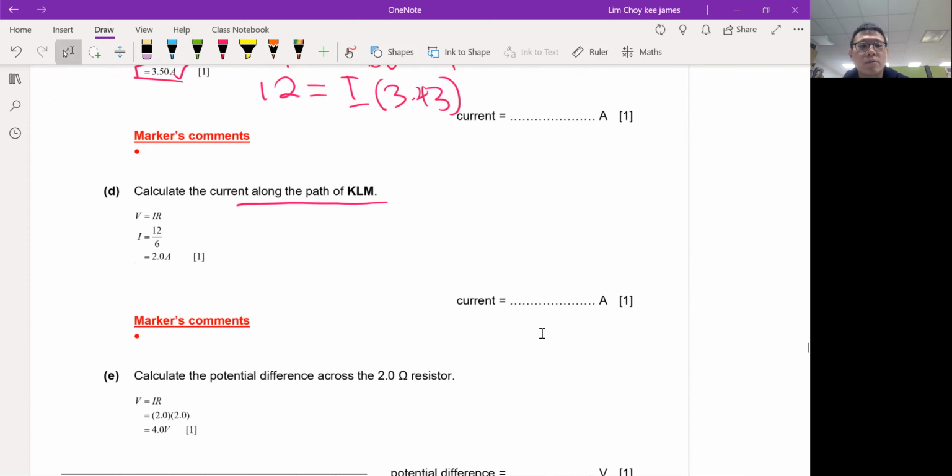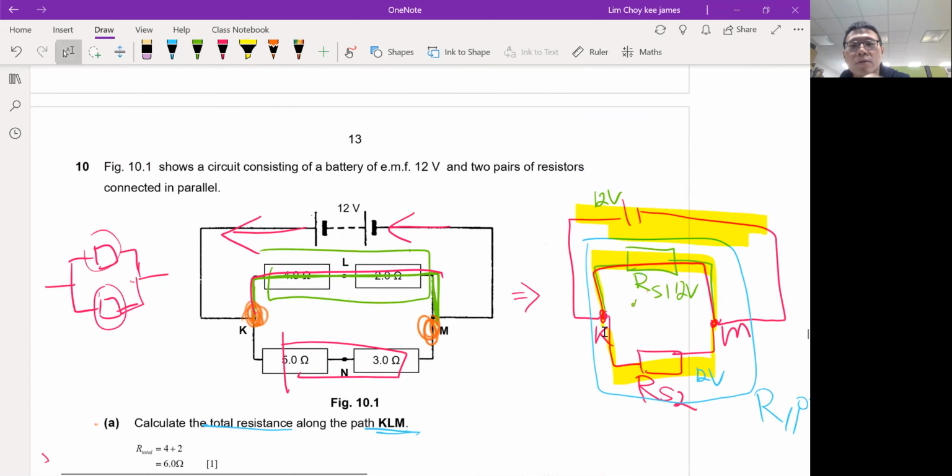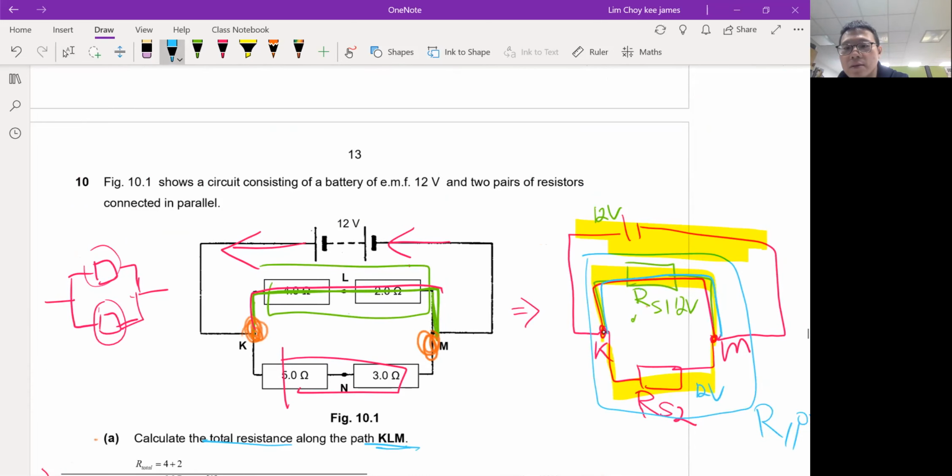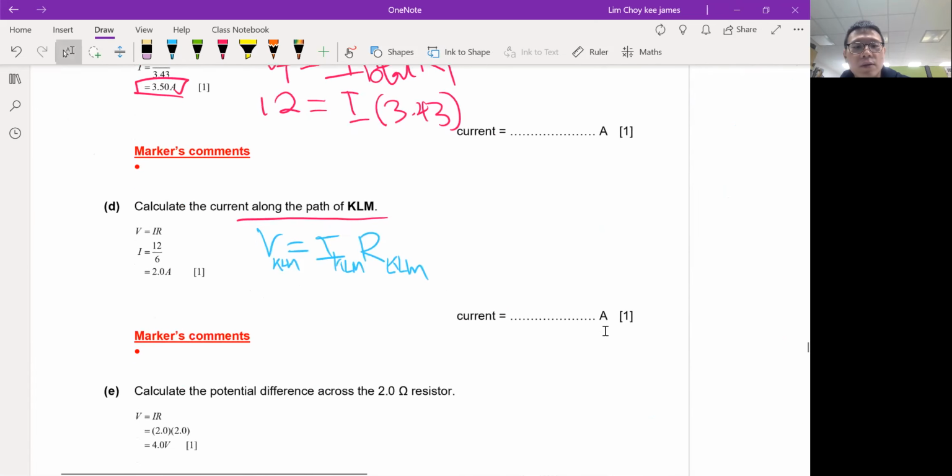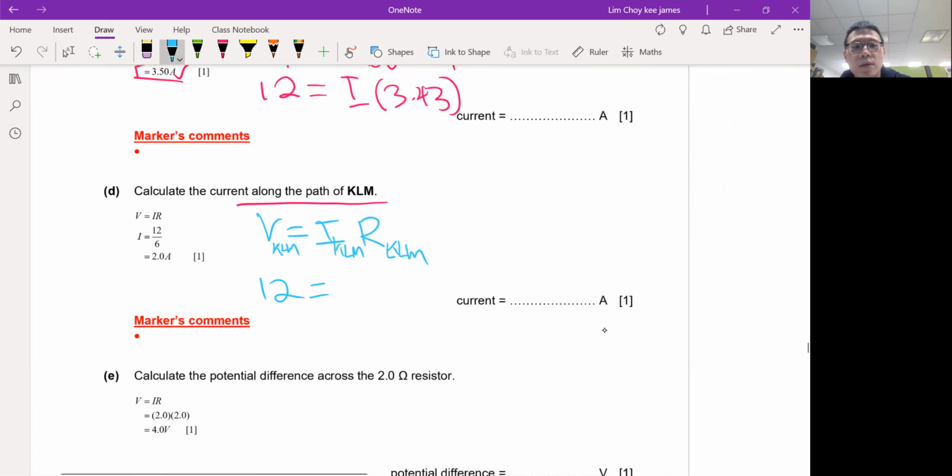Since it's 12 volts, I can use standard Ohm's law, V equals IR. The current in KLM is the potential difference across KLM over the resistance of KLM. KLM is here, the voltage is 12 volts, and the resistor I know is RS1, which is 6 ohms. So I can find the current using Ohm's law. The answer will be 12 volts over 6 ohms, 2 amps.